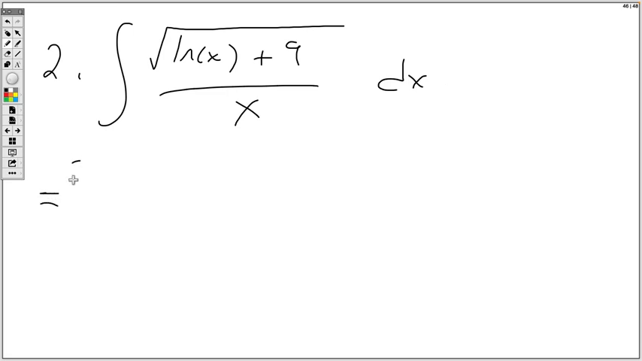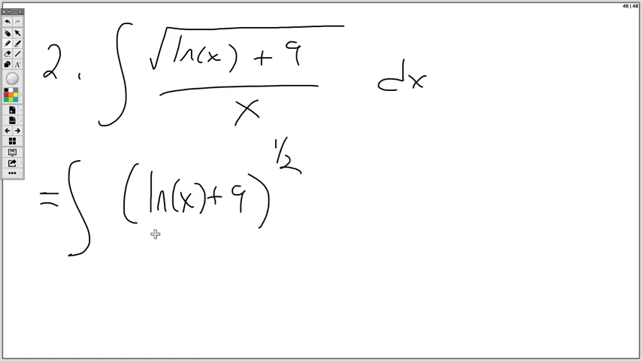So let's go ahead and do what we usually do. We'll rewrite that square root as a what? One-half power. And then we'll try for a substitution. Our first rule of thumb, let u be what's in parentheses.